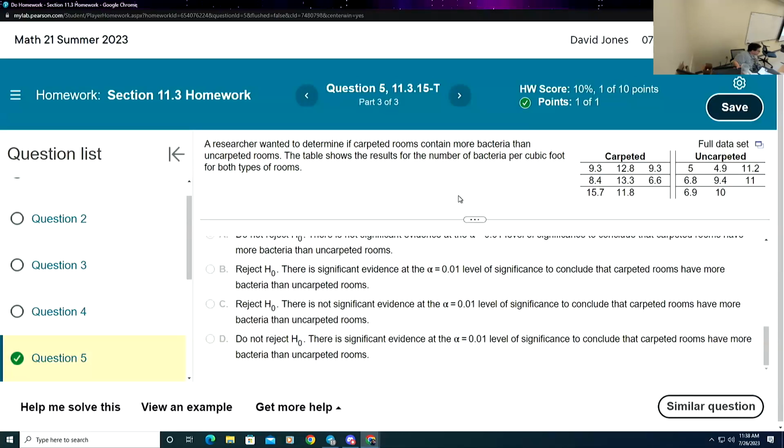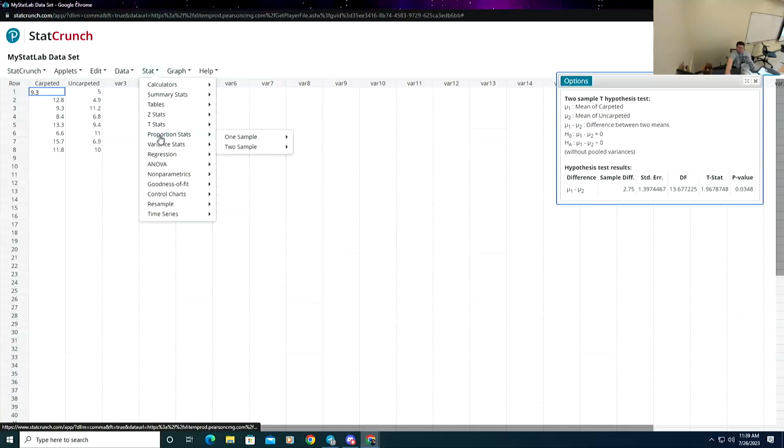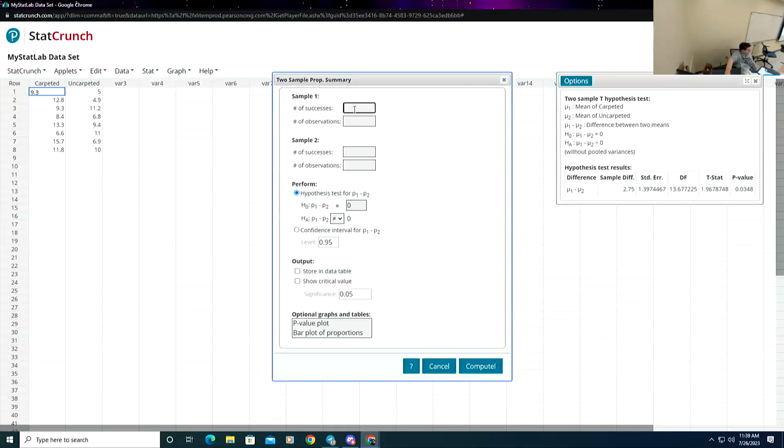All right, 11.1 is on proportions. It's not really any different than this 11.3. The only difference is we're doing proportions rather than means. It is worth noticing, go back to StatCrunch. Take a look at when you do two-sample proportions, you need successes and observations for both groups, and they'll give it to you. They'll say like 45 out of 90 for group 1 and 55 out of 80 for group 2. They'll give you those numbers.